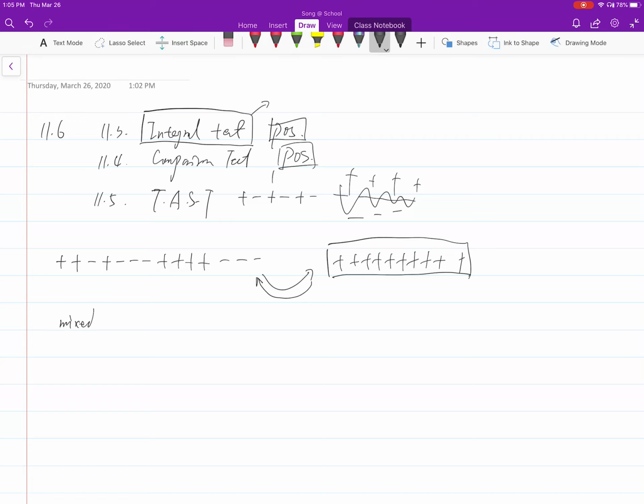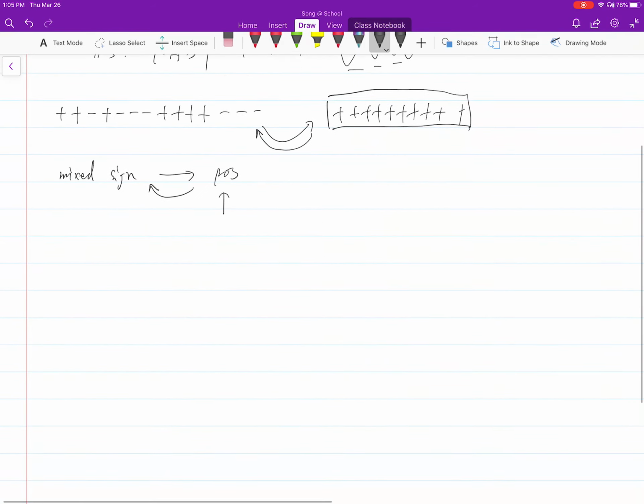You have mixed sign, positive, negative. You transfer it to be all positive. Finish, and then find a way to transfer back. In general, this is not doable, only in very special cases. But let's see if we can do it.